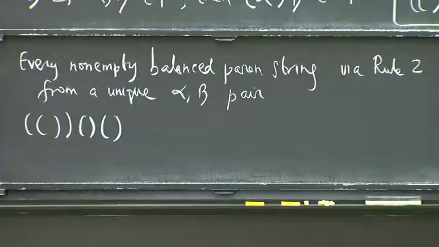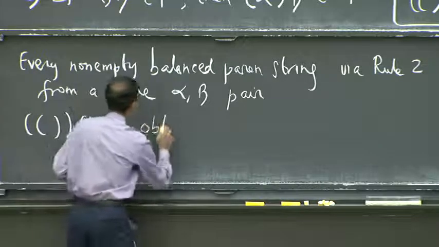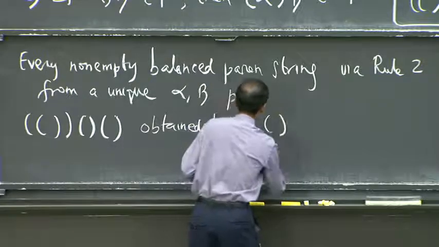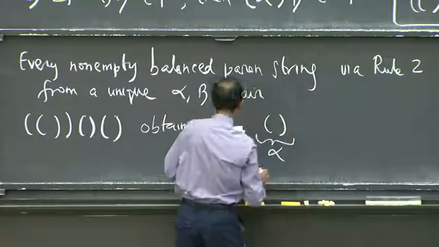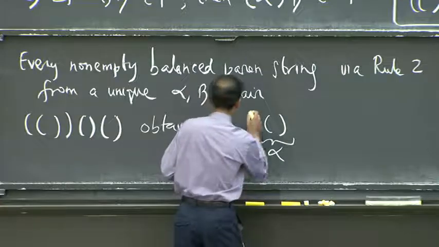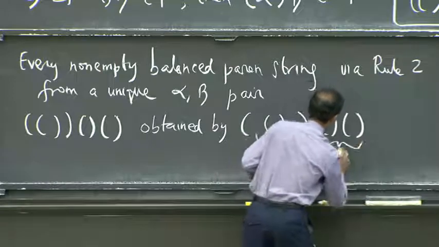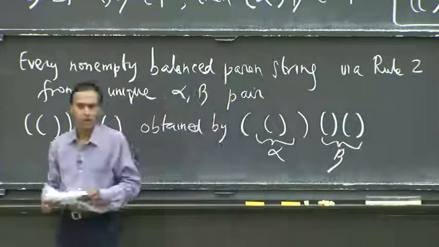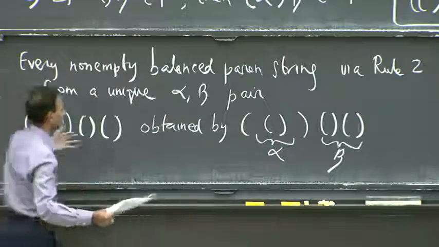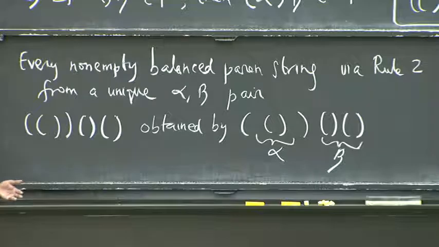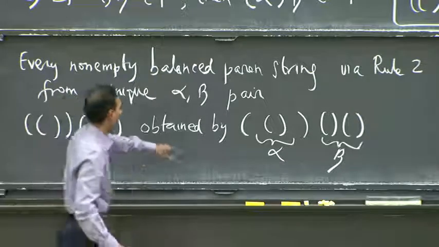That's a little more complicated than the strings we've looked at so far. Then you obtain that by having alpha be this simple string, and then you put the brackets around that, and then your beta corresponds to this. Right? So now alpha and beta were previously generated. So if you apply rule 2 with alpha being the empty string and beta being the empty string, then you get this thing here.